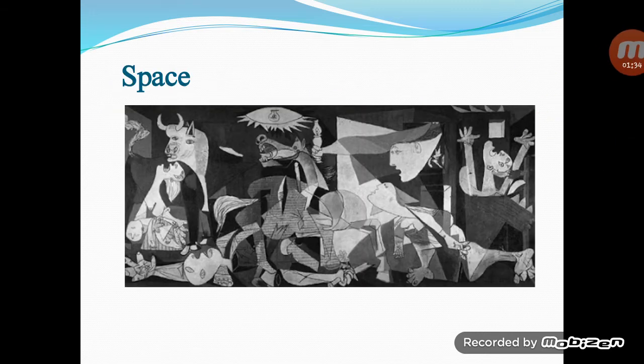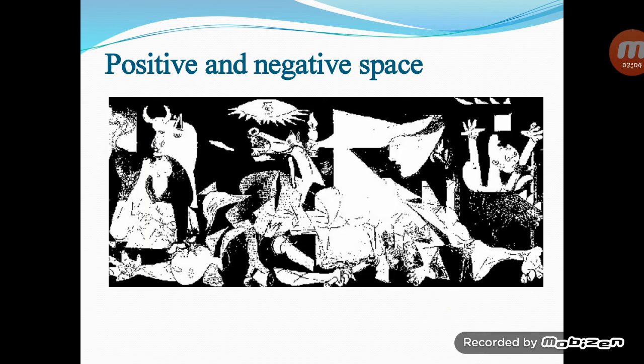Space. Space is one of the 7 elements of art. When we think of space, we often consider it in terms of depth or the illusion of depth in a drawing or painting. However, when it comes to composition, we can think of space in terms of the actual pictorial space on the drawing or painting surface. In this painting, you can see the positive and negative space. The white area is positive and black is negative space.